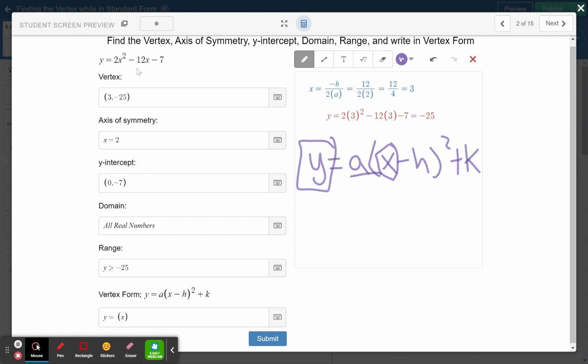The a is the same a from the beginning of the problem. The a in this problem is 2. All right. The h is the x coordinate of the vertex. So it says minus h, so you're going to write minus 3 in that spot. It's always raised to the second power. And then the k is the y coordinate of the vertex. So our y coordinate of the vertex is negative 25. And that's how you write the equation in vertex form.